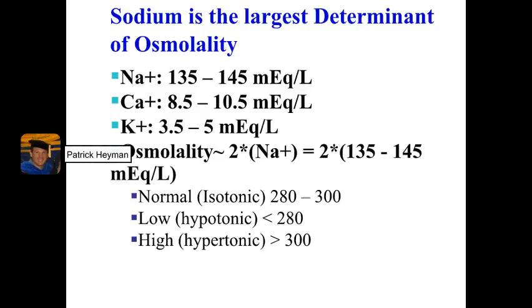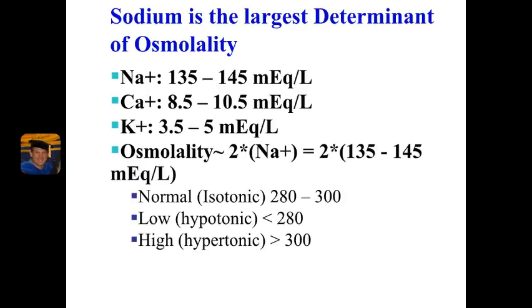Let's take a quick look at osmolarity. Now you'll notice that sodium normal values are about 135 to 145, calcium is about 8.5 to 10.5, and potassium is about 3.5 to 5. Now, these numbers are not necessarily the exact numbers you need to memorize. They're just to give you an idea of the sizes that we're looking at, or the proportions. And you'll notice that sodium is just far more than any of the others.